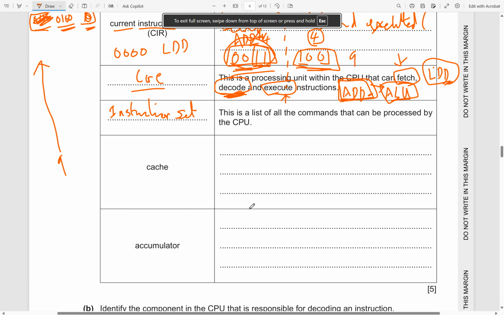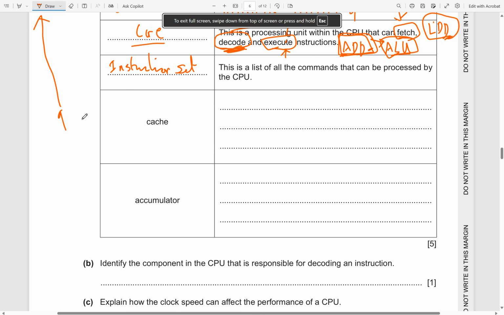Alright, so if we go back here, the next one then, cache. I think for cache, there are a few keywords they want. One, they want fast, it's going to be temporary, and I guess memory. So let's say fast, temporary access memory. And we can say inside the cores or shared between the cores, or I guess you can say inside the processor.